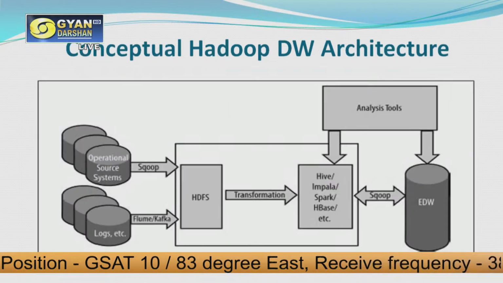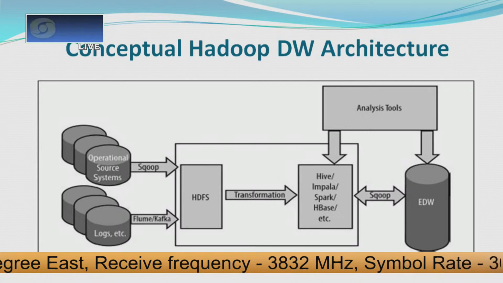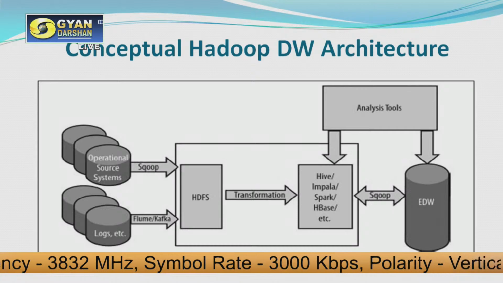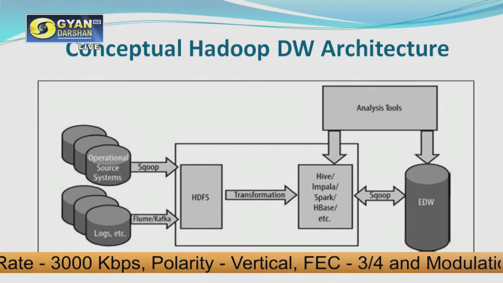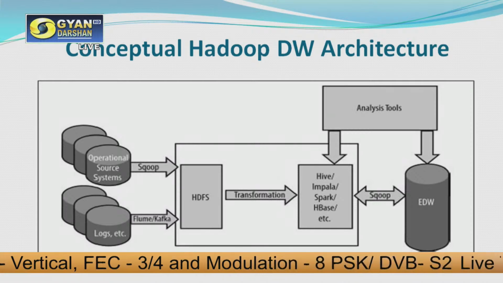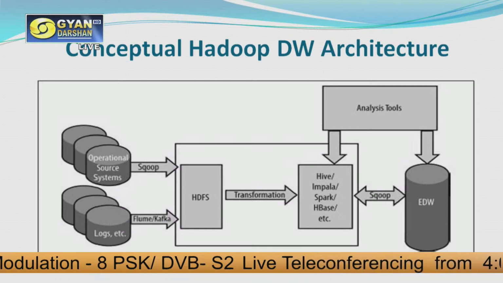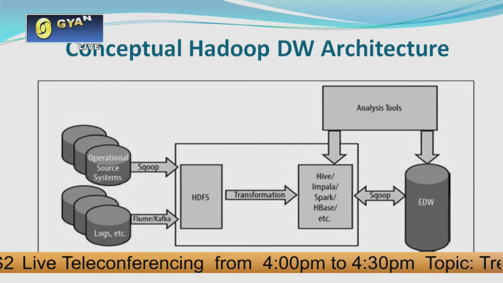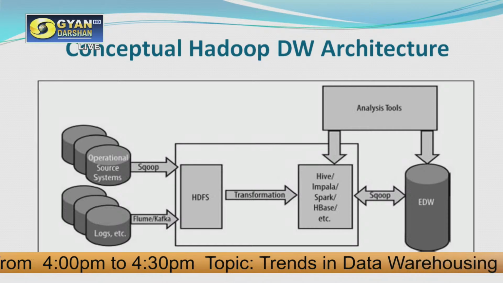When you see this conceptual Hadoop data warehouse architecture, it is a clear-cut picture of the various sources. You can see on the left side there are various operational systems or logs, and this architecture supports semi-structured and unstructured data. So you can gather the data from any of these sources, called operational source systems, and then there are certain technologies supporting over here.